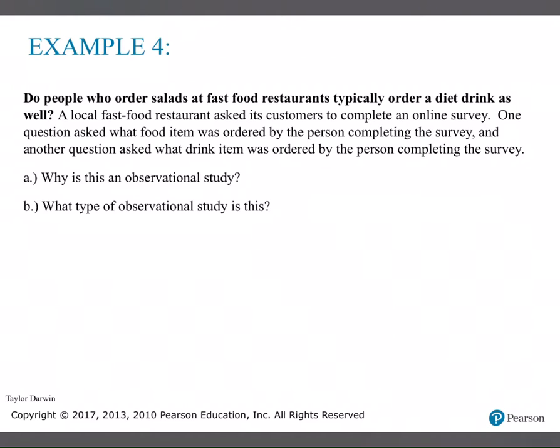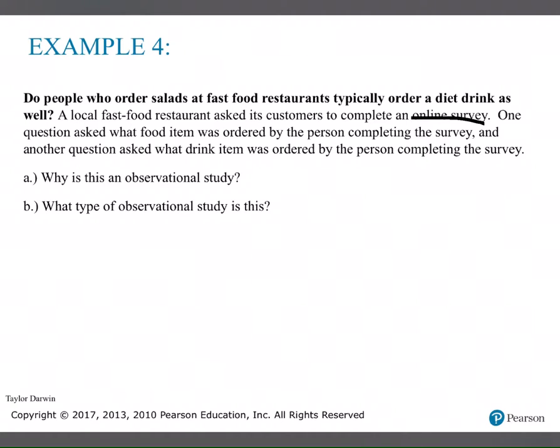Example 4, do people who order salads at fast food restaurants typically order a diet drink as well? So a local fast food restaurant asked the customers to complete a survey. One question asked what food item was ordered by the person completing the survey, and another asked what drink was ordered. So it says, what type is this?